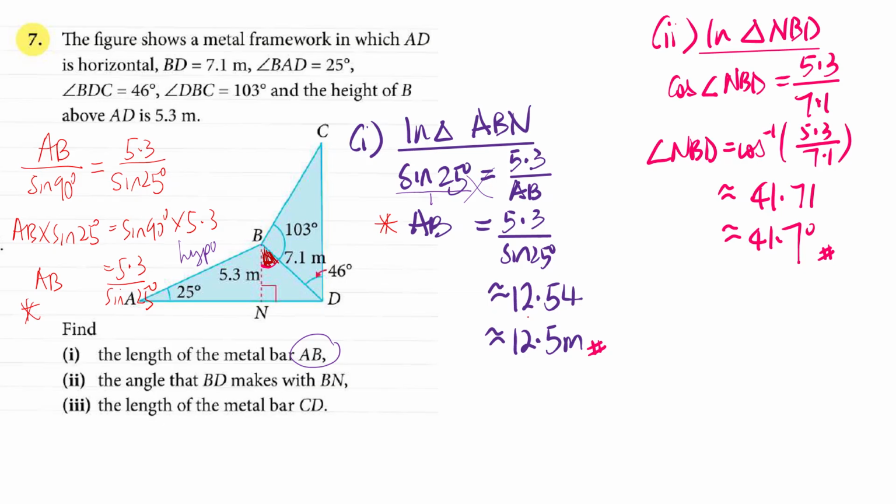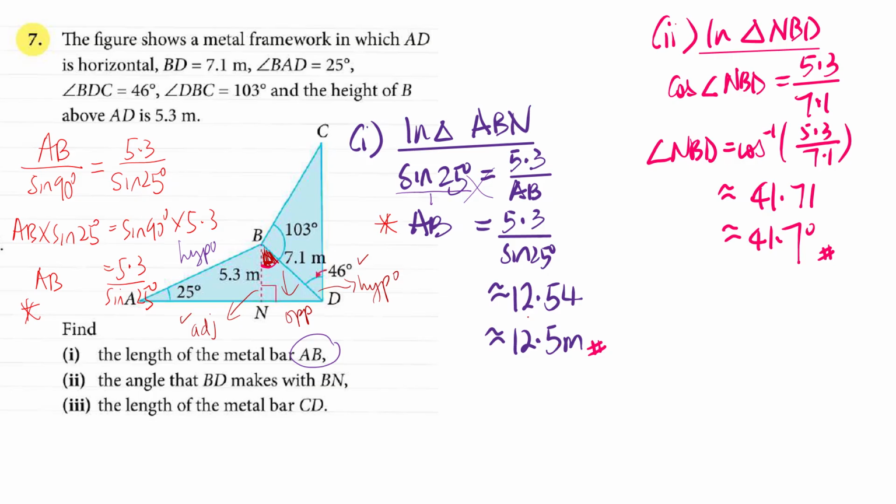If this is the angle we're interested in, this will be my opposite side, and BD is the hypotenuse. That makes BN the adjacent side. So you know A and you also know H. That's CAH under SOH CAH TOA. So cosine of angle NBD is 5.3 over 7.1. So NBD will be cosine inverse of that, and that's how we get the angle of 41.7 degrees.